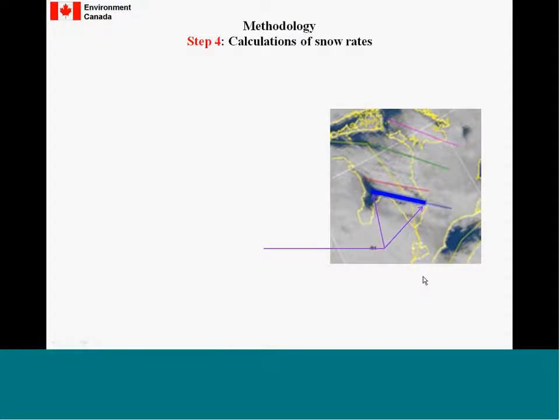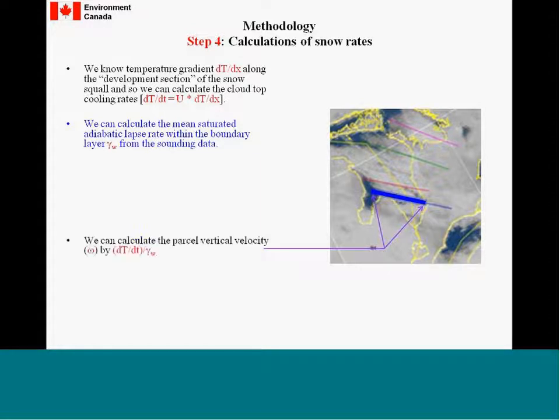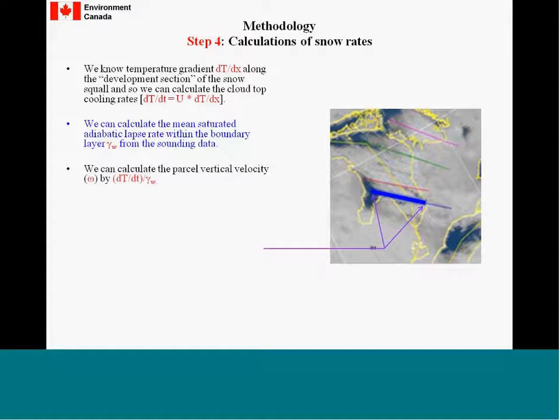Step 4, calculation of snow rate. First, we already know the temperature gradient dT/dx from the development step of the snow squall. Calculate the cutoff cooling rate: multiply the temperature gradient by the boundary layer wind U. And calculate the mean saturated adiabatic lapse rate within the boundary layer from the sounding data, okay? So that it's used to calculate the vertical velocity: dT/dt divided by gamma gives w.